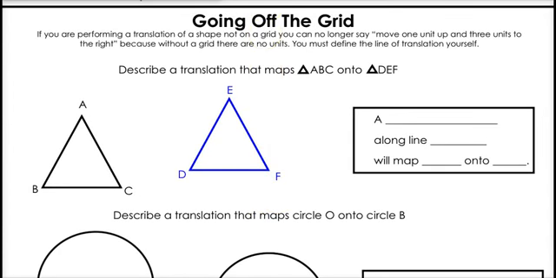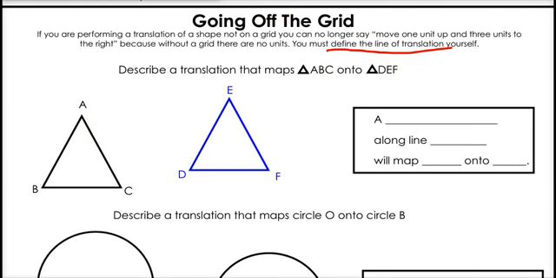We're going to be doing translations with no grid. All right? If you're performing a translation of a shape not on a grid, you can no longer say move it up 1 unit or 3 units to the right because there's no grid there and there's no units. So you must define, this is the big part right here, you must define a line of translation yourself. And I'll show you how this is done. So we want to describe a translation that maps ABC onto DEF. We want to get this triangle on top of this triangle. How do we do it?